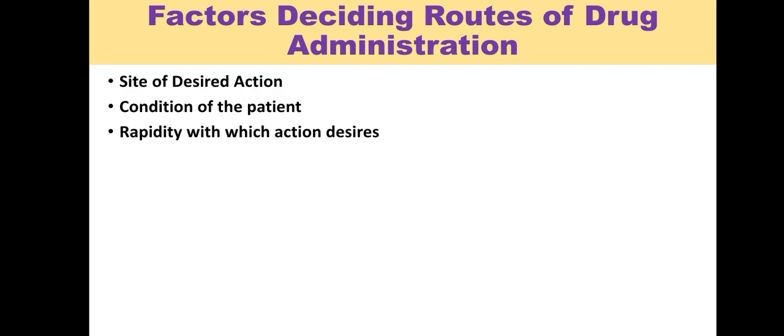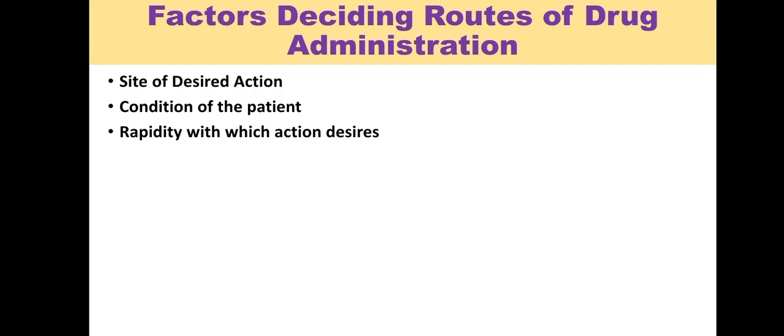Then the next, which is very important, is the rapidity with which the action is desired. Say in the case of acute pulmonary edema, you require a very high concentration of furosemide. That's why you have to give it intravenously, and again through an intravenous bolus. But in the case of a headache, it is not an emergency, so you can give the drug by the oral route. But again, if the patient has a GI tract upset like repeated vomiting, then you cannot give the analgesic by the oral route because the drug cannot be retained inside the GI tract, and that's why again you have to go for the parenteral route.